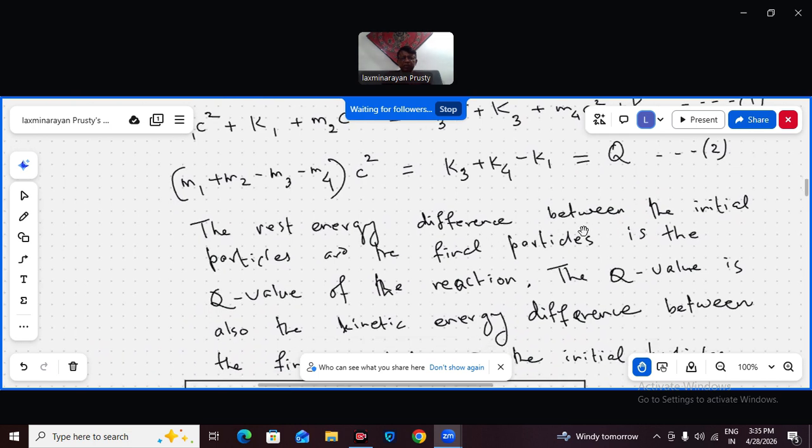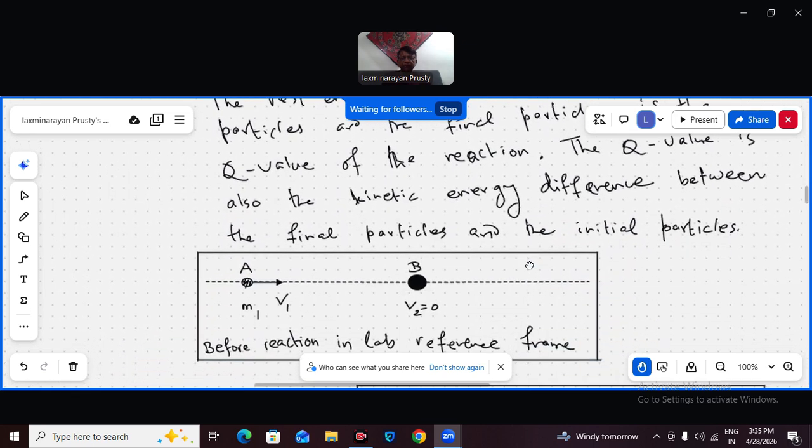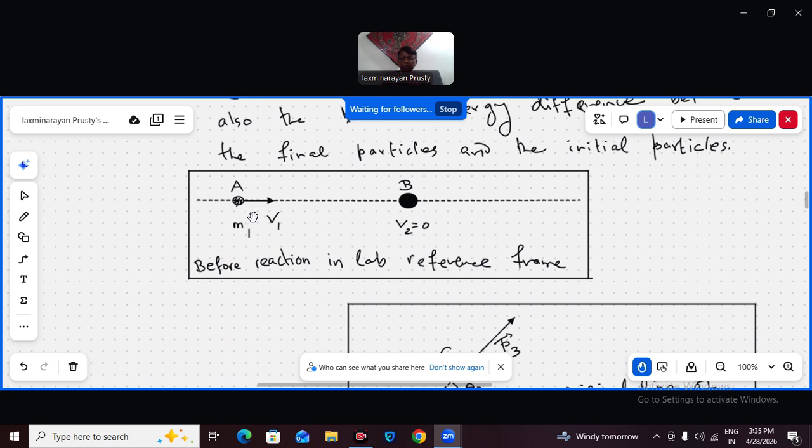That is the difference between the initial particles and the final particles, the rest mass difference, is the Q value. That is also the kinetic energy difference between the final particles and the initial particles. Okay. This is what I gave you.